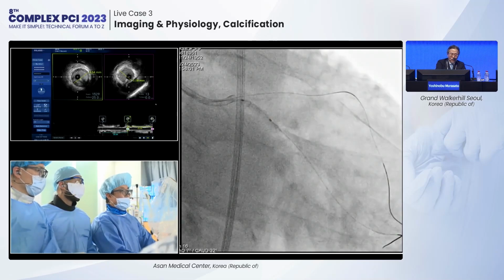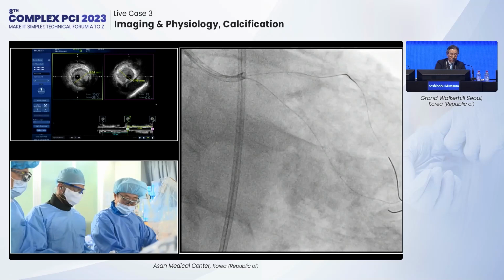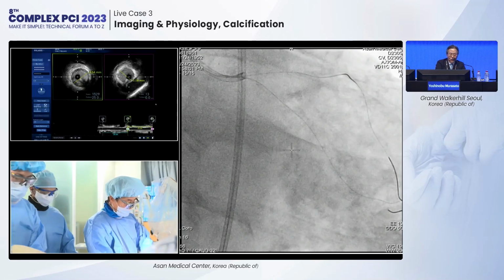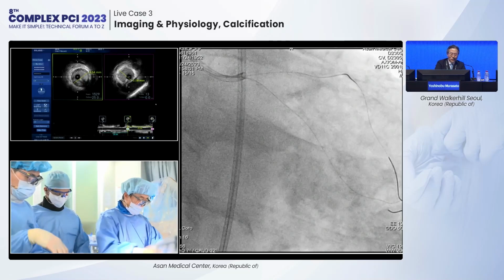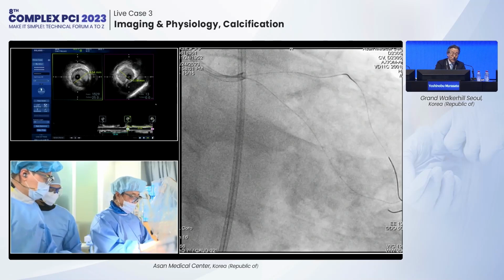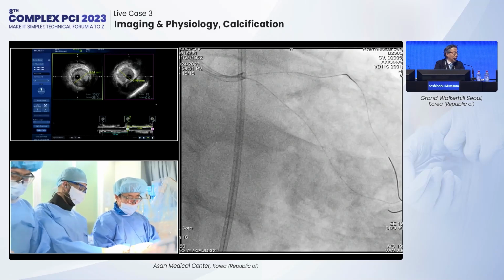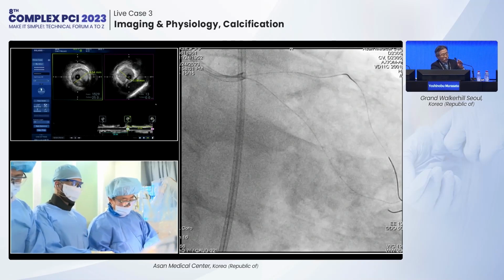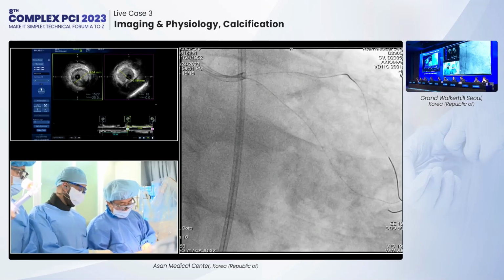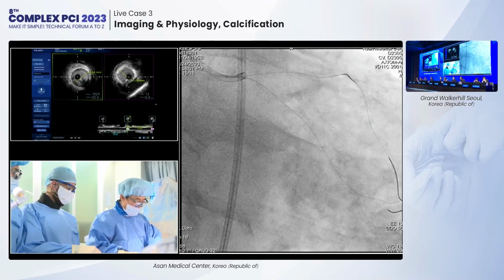So the main issue is LCX ischemia, not so severe ischemia in the LAD. So we can avoid the LAD stenting or LMT stenting. So in this case, the issue is LAD ostium, because the LCX, we have treated the calcified lesion with the rota, so an NC balloon is needed.